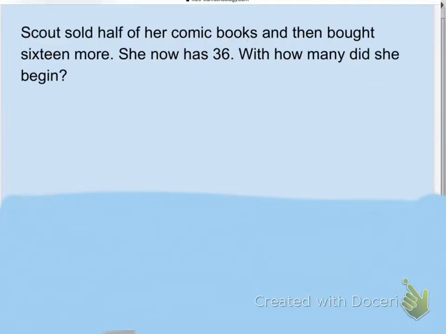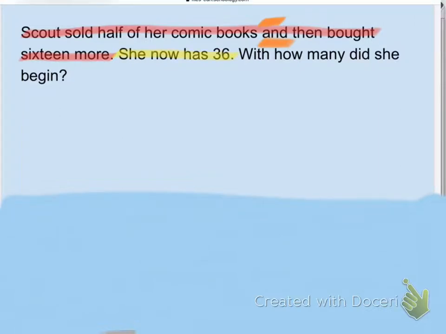Here, we saw this one. Scout sold half her comic books and then bought 16 more. How many did she have to begin? So when we see this, I'm just going to run through this one because we did pretty much the same problem. I highlight as we go for each sentence. Scout sold half her comic book and then bought 16 more. I'm also going to super highlight this and because we know it means plus. Next one. She now has 36.